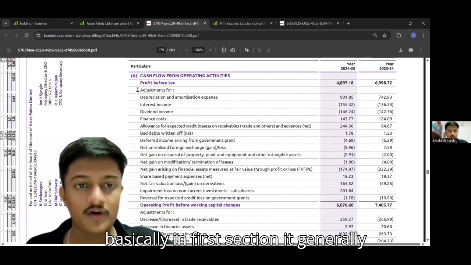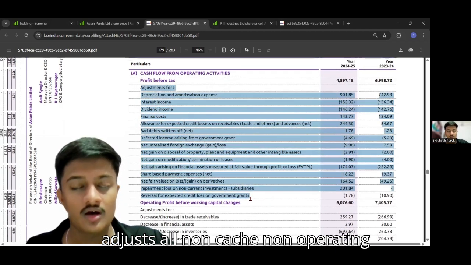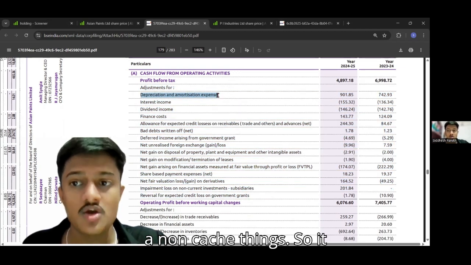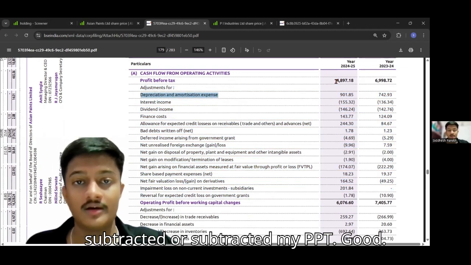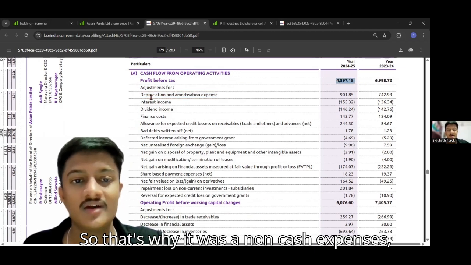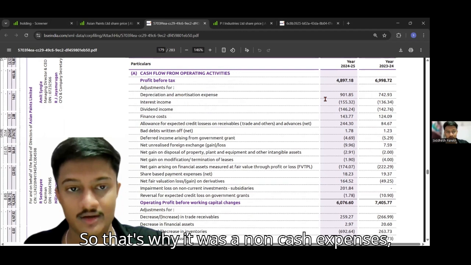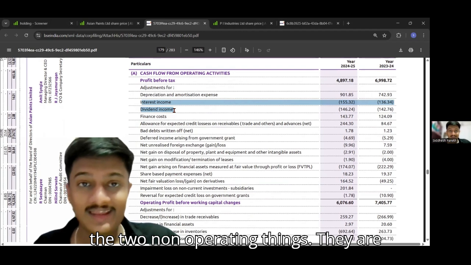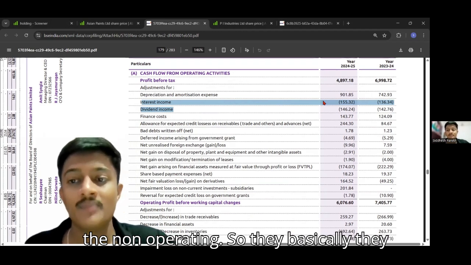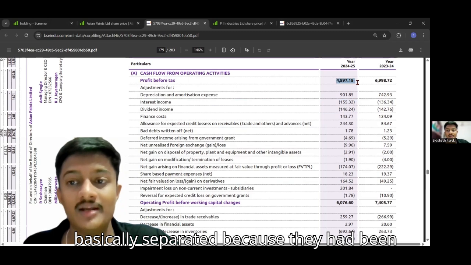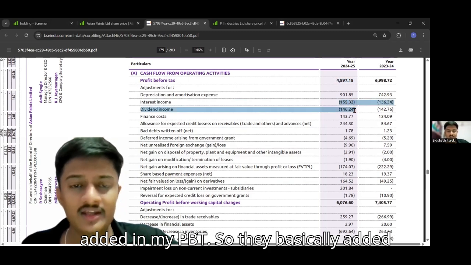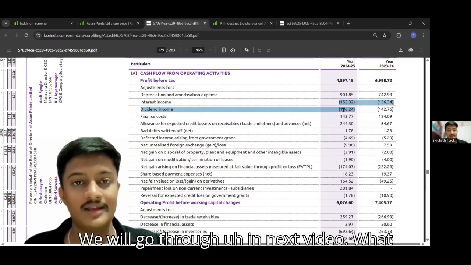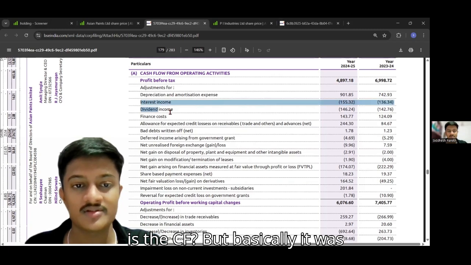Basically, in the first section, it adjusts all non-cash, non-operating things. For example, depreciation is a non-cash item, so it was deducted in my PBT, and that's why, being a non-cash expense, it is added back here. Then interest income and dividend income are two non-operating things. They were added in my PBT, so they are separated here, as they are items from CFI. We will go through in the next video what CFI is.